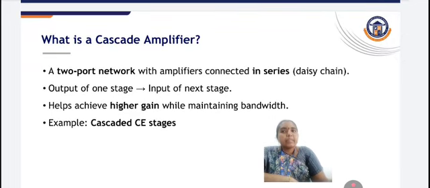What is a cascade amplifier? So what exactly is a cascade amplifier? It's a two-port network in which amplifiers are connected in series, often called a daisy chain connection. In this arrangement, the output of one stage is fed as an input to the next stage. This approach allows us to achieve much higher gain while still maintaining reasonable bandwidth. A common example is a cascade of two common emitter stages.